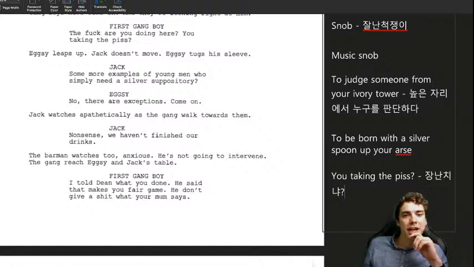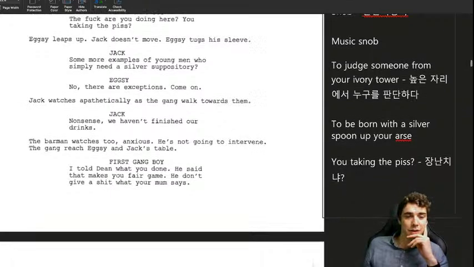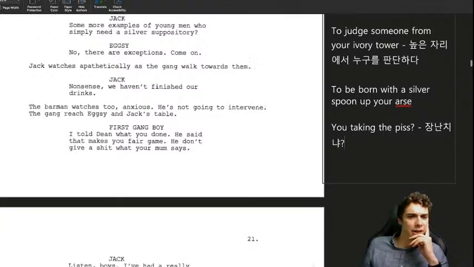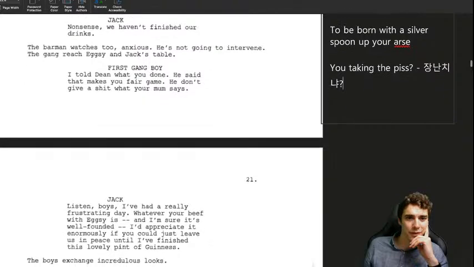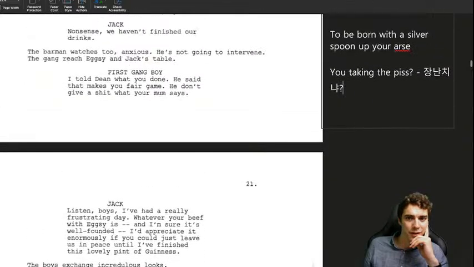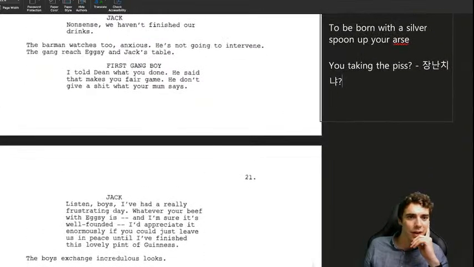Eggsy leaps up. Jack doesn't move. Eggsy tugs his sleeve. Some more examples of young men who simply need a silver suppository. Maybe there are exceptions. Come on. Okay. I think we'll skip this bit. I told Dean what you done. He said that makes you fair game. He don't give a shit what your mom says.